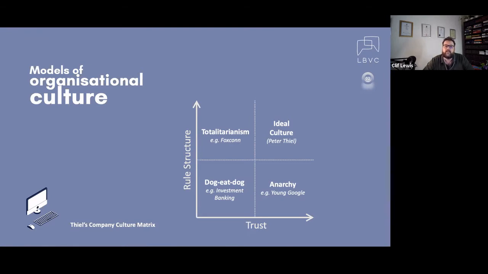And so this is very different from the other 2, as it doesn't look at flexibility and stability and then internal or external factors or how people engage. This model looks at rule structure, so policies, rules, regulation, and the level of trust. So this also has 4 quadrants.